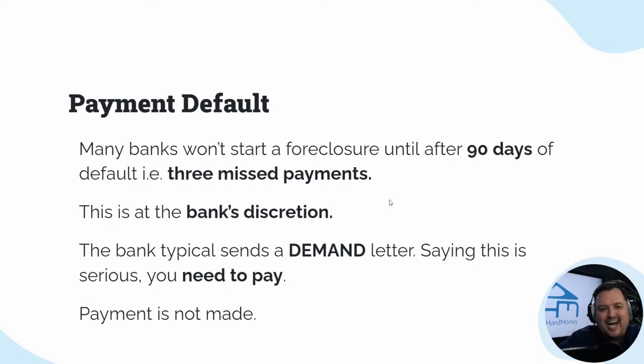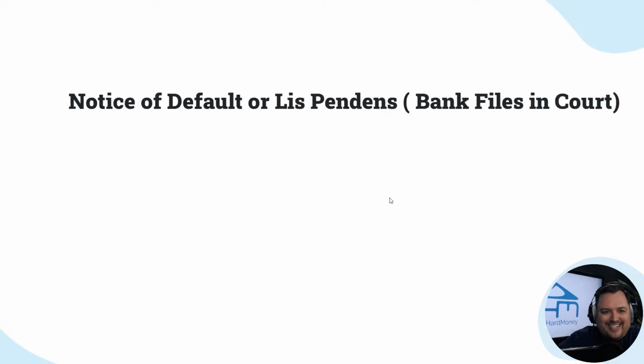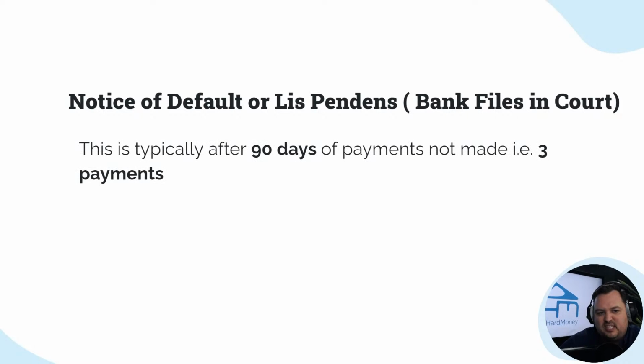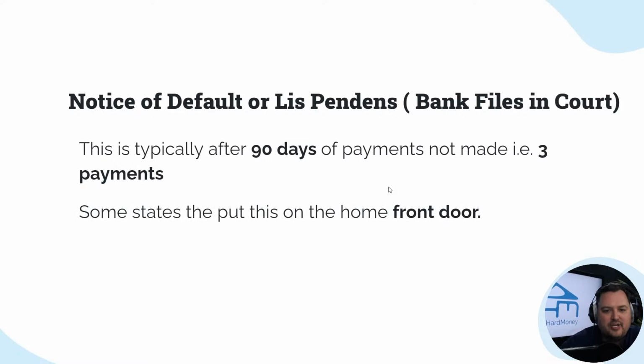Let's say the payment is not made. You don't make the payment. You get to this 90-day. Then what's going to happen is the bank is going to file a notice of default, or what's called a lis pendens, which means legal action. This is typically 90 days after that payment's not made, so 3 months after. And some states will put this on your front door.